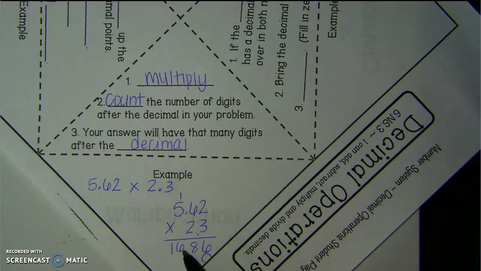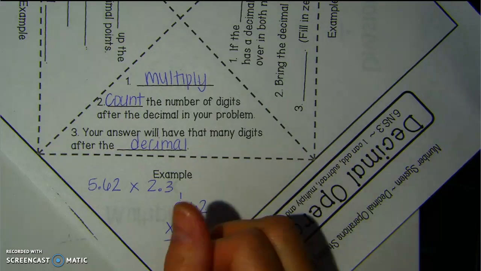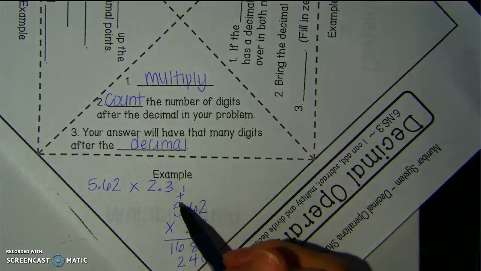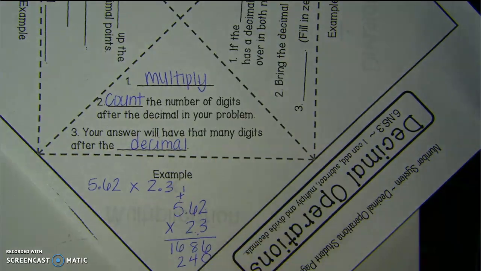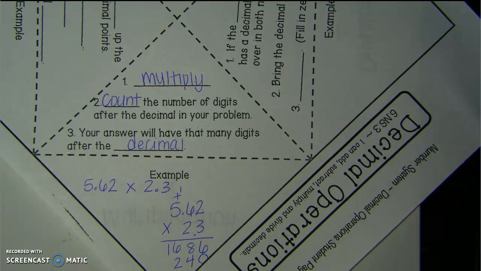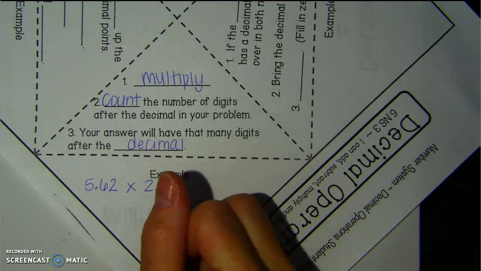So 2 times 2 is what? 4. 2 times 6 is 12. Write your 2, carry your 1. I'm going to mark out that first one because I know we've already added it, just so I don't accidentally add it twice. And then what is 5 times 2? 5 times 2 is 10 plus 1 is 11. Very good.